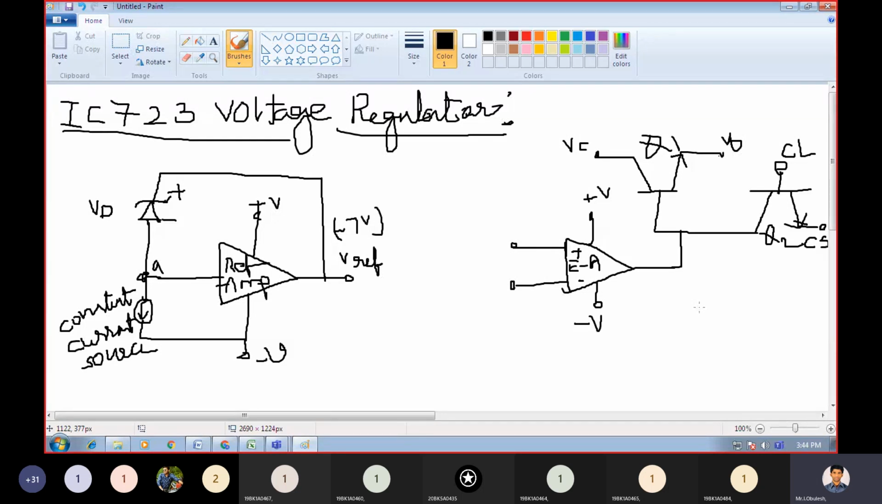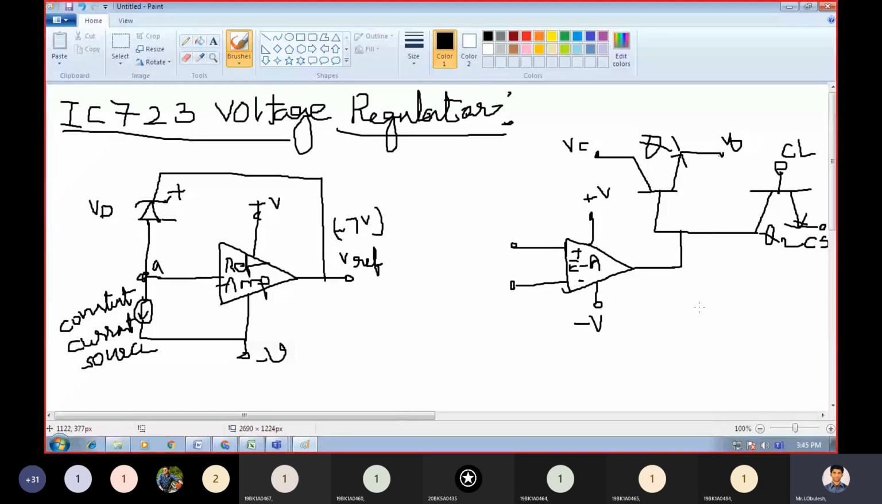Yeah. Now we are going to see the limitations of 3-terminal voltage regulators. So in this there is no short circuit protection. Output voltage is fixed. The output voltage value is fixed in this voltage regulator.